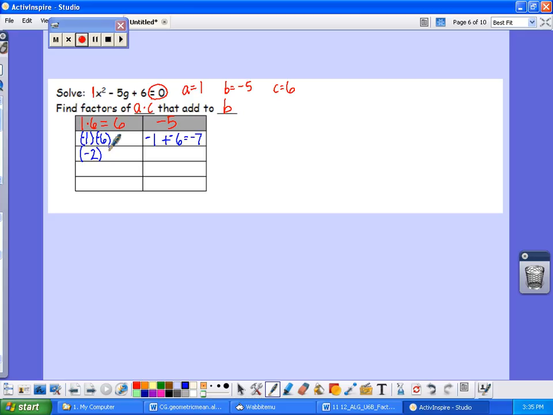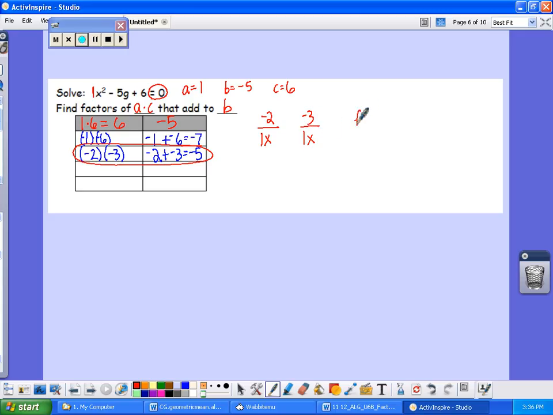Negative 2 times negative 3. So negative 2 plus negative 3 equals negative 5. Ding, ding, ding. That's what you're looking for. Right there. Negative 5. So I take my factor and I put it over ax. So that will be 1x. And I take my other factor and I put it over 1x.